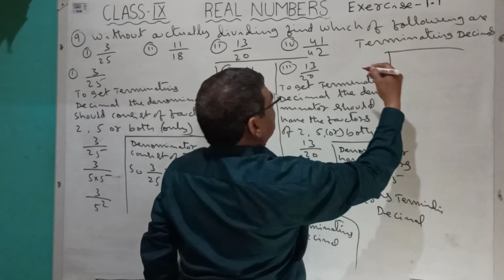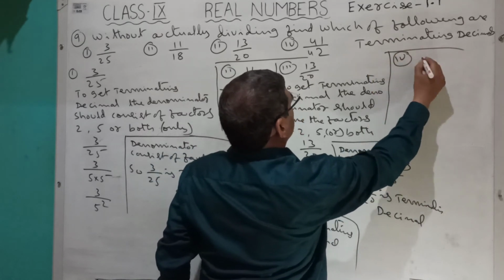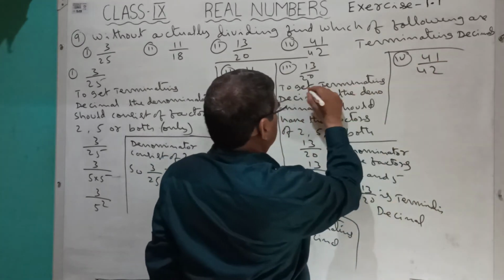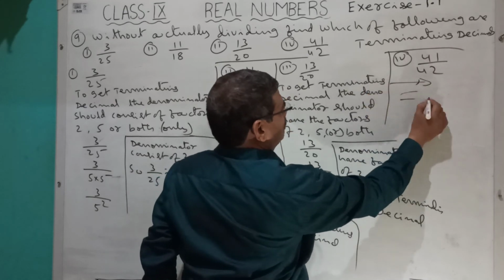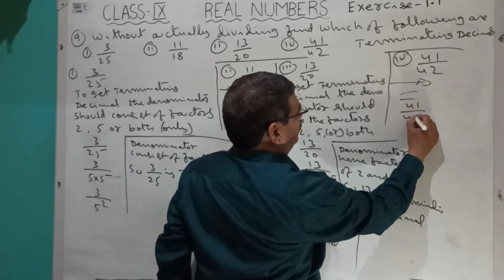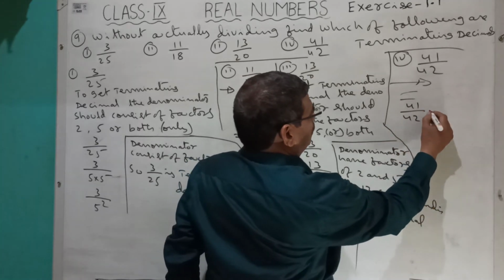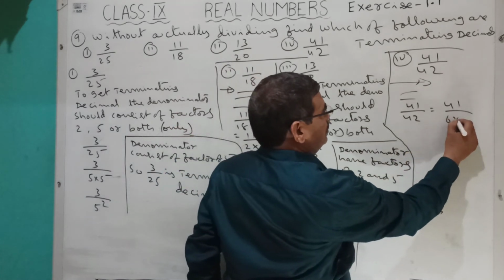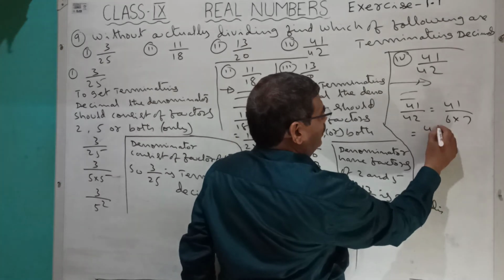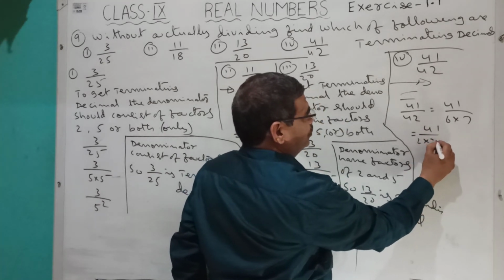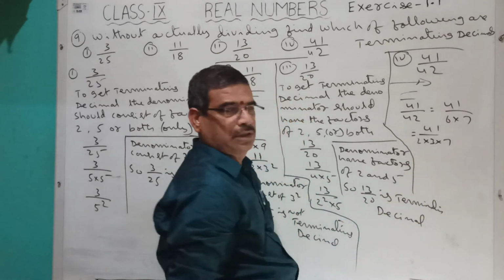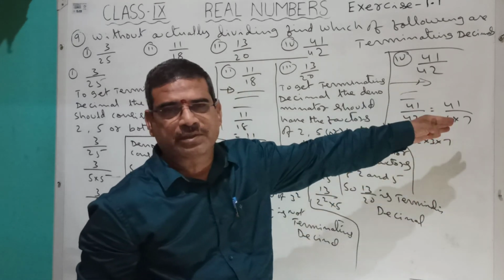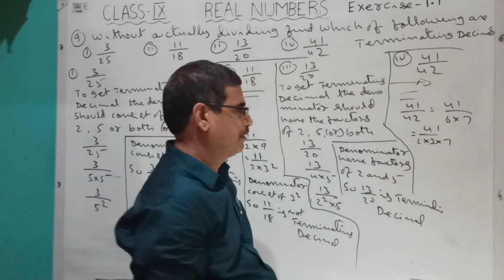Fourth one. In the same way you can do, but I am writing 41 by 42. So same, you have to write this. So 41 by 42 is equal to 41 by 6 into 7, since 42 can be written as 6 into 7. This 6 also can be written as 2 into 3, so 2 into 3 into 7. So what does the denominator have? Not only 2, but 3 and 7 also. So extra numbers are there. So this is not a terminating decimal.